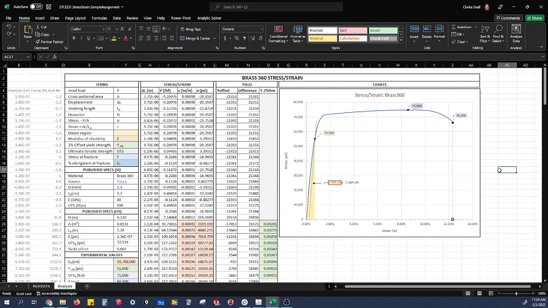The only thing that's, I think, not in the video that you need is what I just showed you, which is how to do the 0.2% offset yield, which is based on the modulus of elasticity, calculated on strain values between 0.05 and 0.25% strain. All right, that's it. Hope that helps.